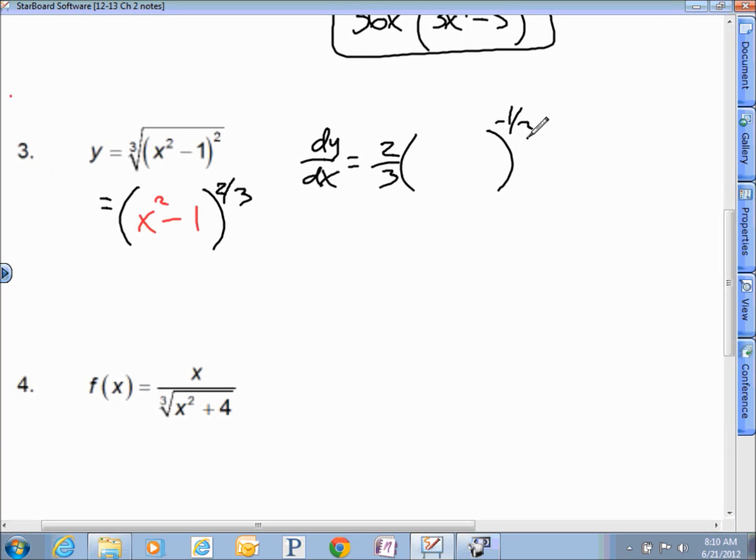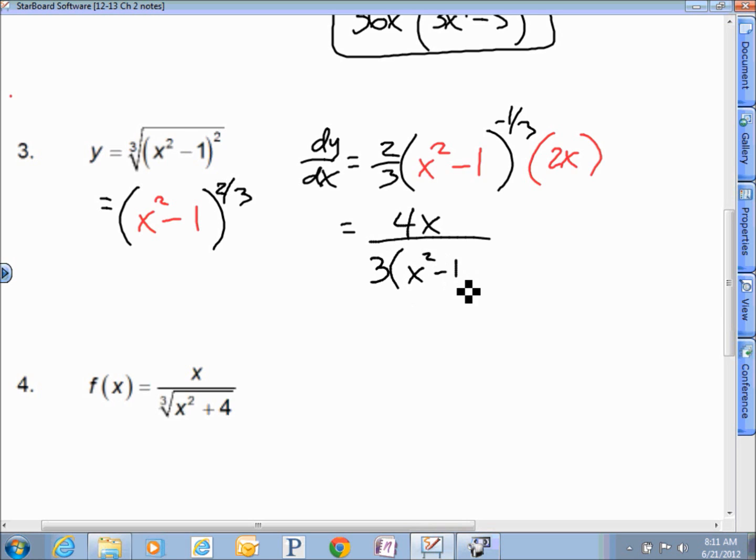What's the derivative of the inside function? The inside function's derivative is 2x. And now to complete everything, what was inside before is x squared minus 1. So let's make sure it's still inside of that black function. Now we clean it up. If we clean it up, it looks like our numerator is going to be 4x, and our denominator is going to be 3 times x squared minus 1 to the positive 1/3 power.